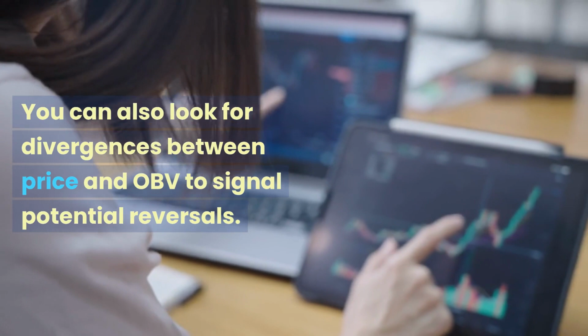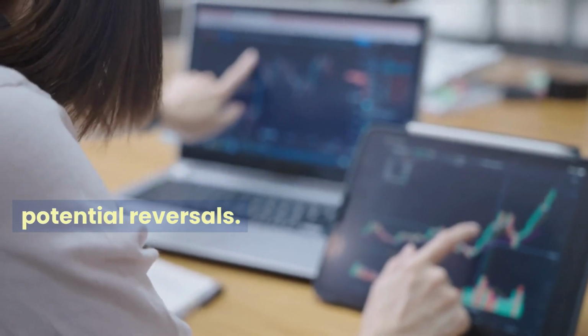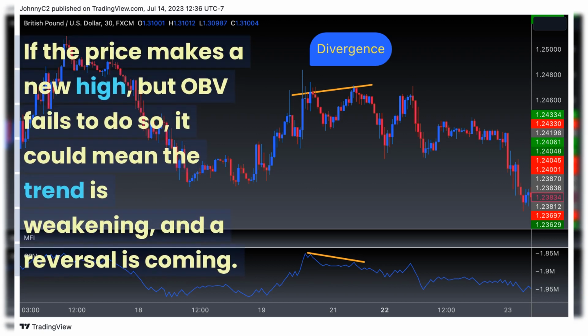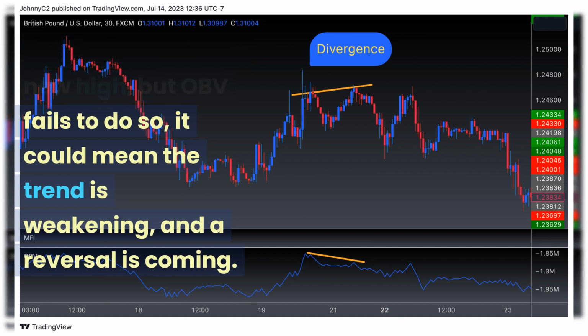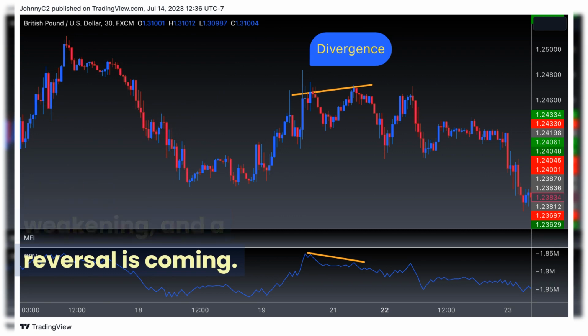You can also look for divergences between price and OBV to signal potential reversals. If the price makes a new high but the OBV fails to do so, it could mean the trend is weakening and reversal is coming. So you can see in the diagram, this is an example of that. It's called a divergence, where the OBV is diverging in terms of direction compared to the price.